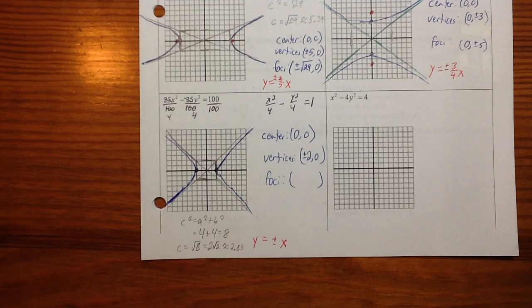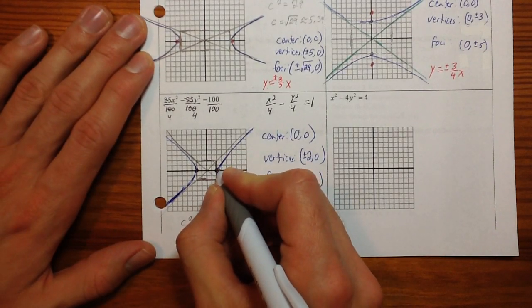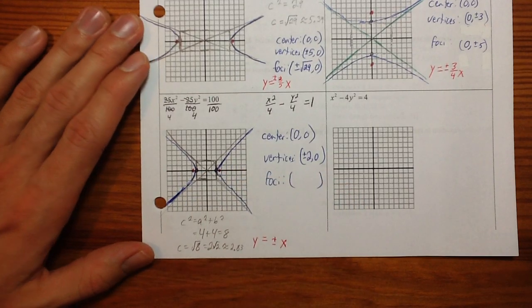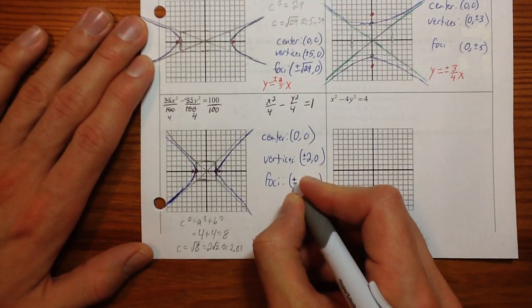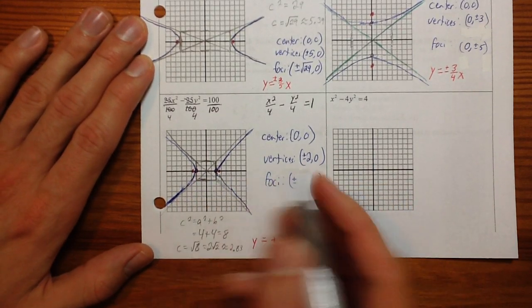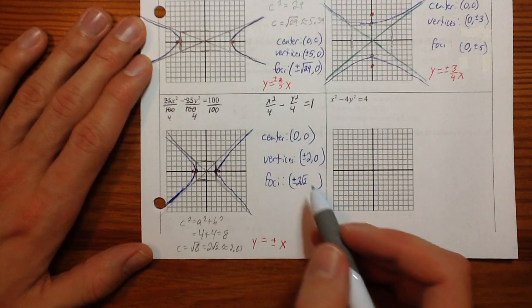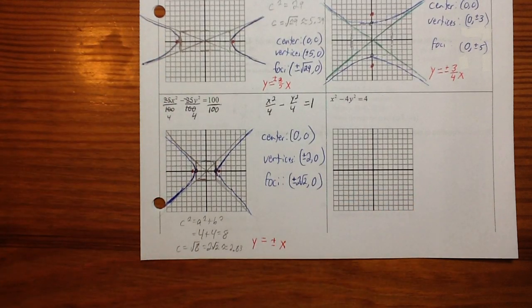Which means when I'm graphing my foci, I'm going to go 2.8 this way and 2.8 that way, which means my foci are at plus and minus 2.83. I'm going to write it like this. I want to be precise with it. If you want to use a decimal, that's okay. There we go. I'm going to do this last one, and then we'll break into a separate video. We'll do the back part in a separate video.